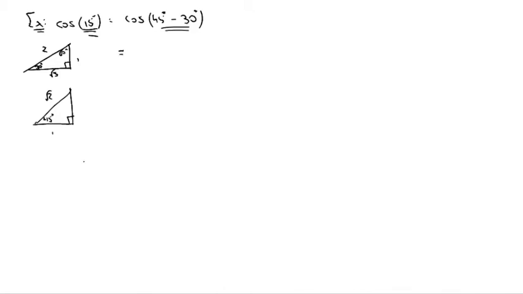So by the identity, it's this pattern. You're going to do cosine of the first one, cosine of the second one, change the sign from minus to plus, and then sine. So this will turn into cosine of 45, cosine of 30, plus sine of the first one, which is 45, sine of 30.